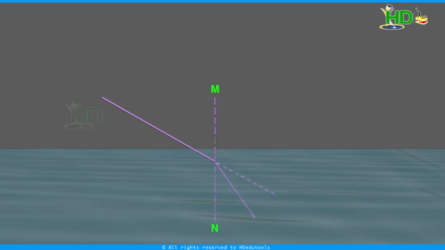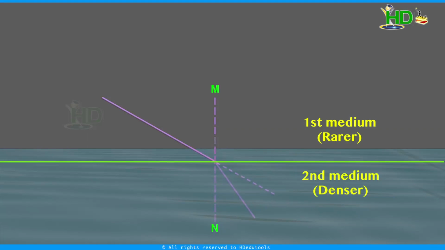Using a ray diagram, how do we represent refraction? See here, this is a surface which separates two media, medium 1 and medium 2. Medium 1 is rarer and medium 2 is denser. When a light ray travels from one medium to another, it bends as we are seeing in the figure. The point where the light ray is incident, at this position, this MN is the normal. The angle between the incident ray and this normal is known as the angle of incidence. The angle between the refracted ray and normal is called the angle of refraction.